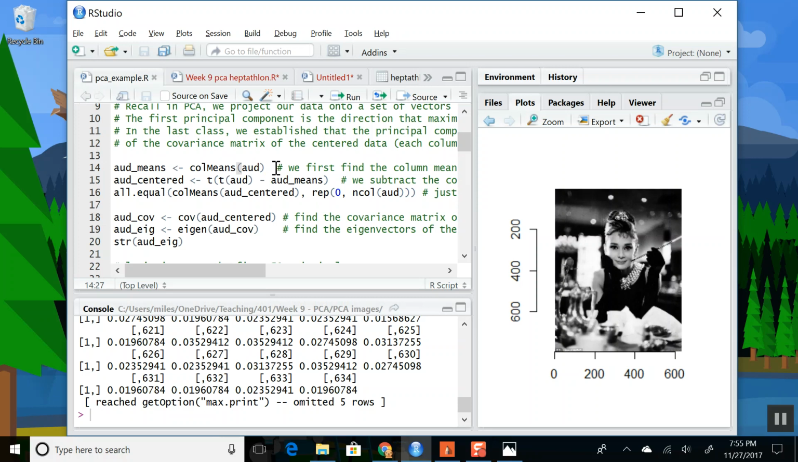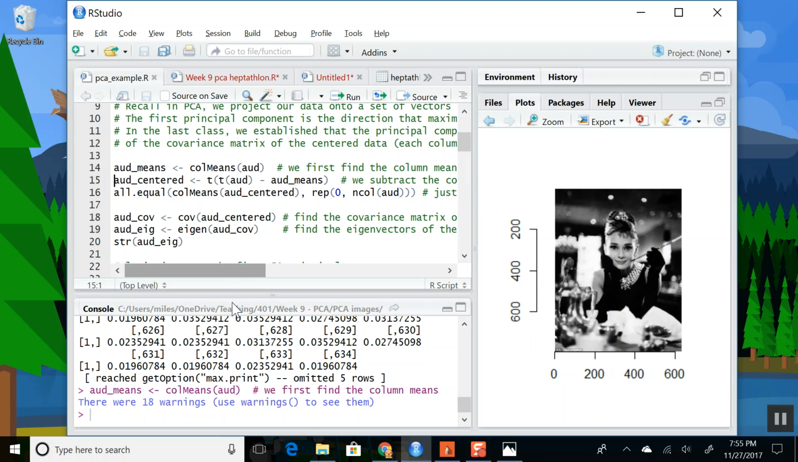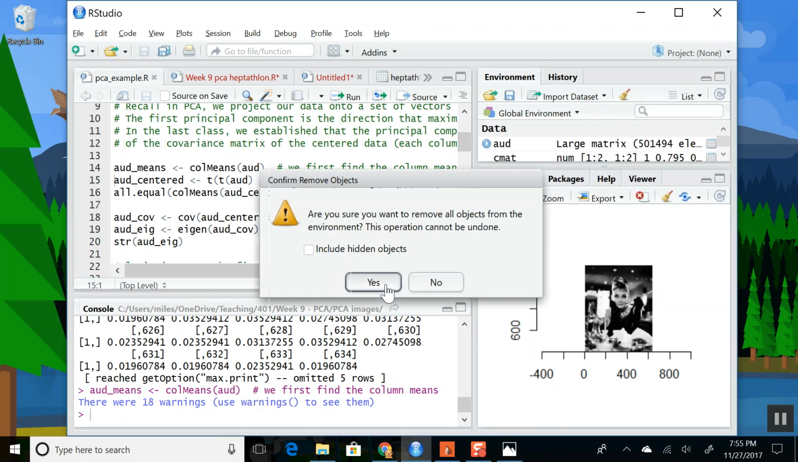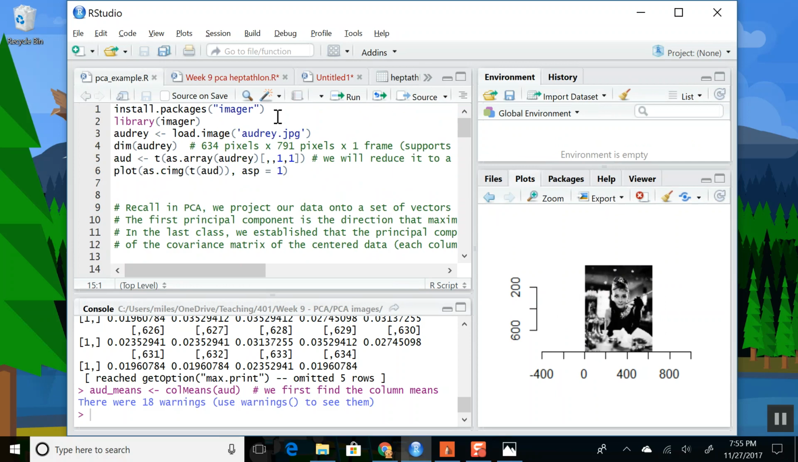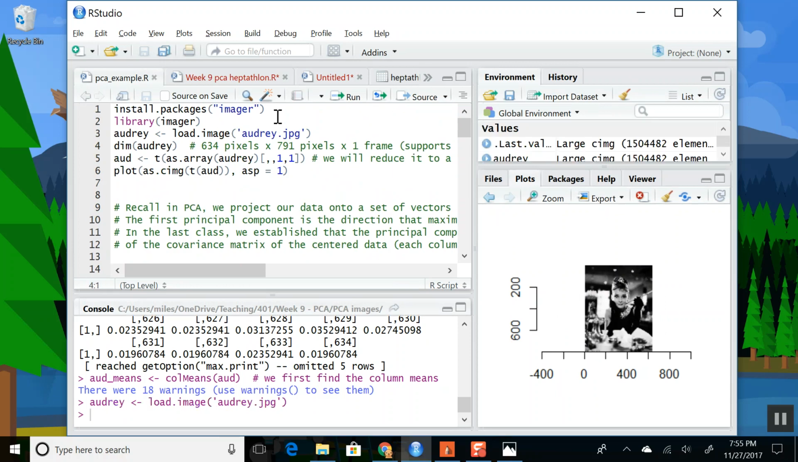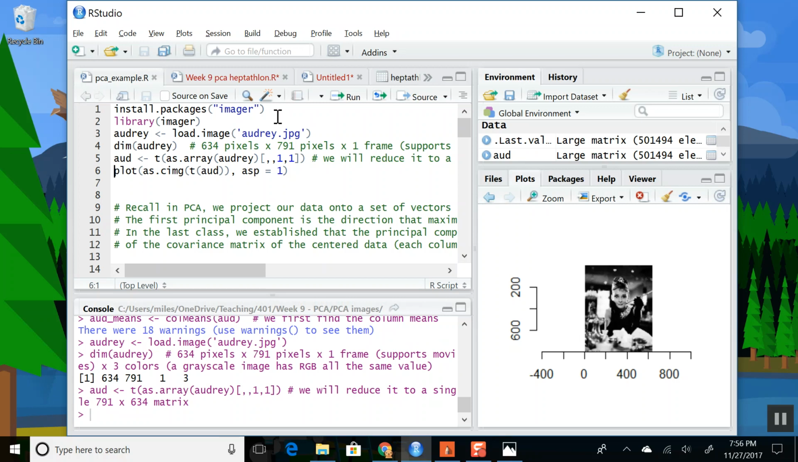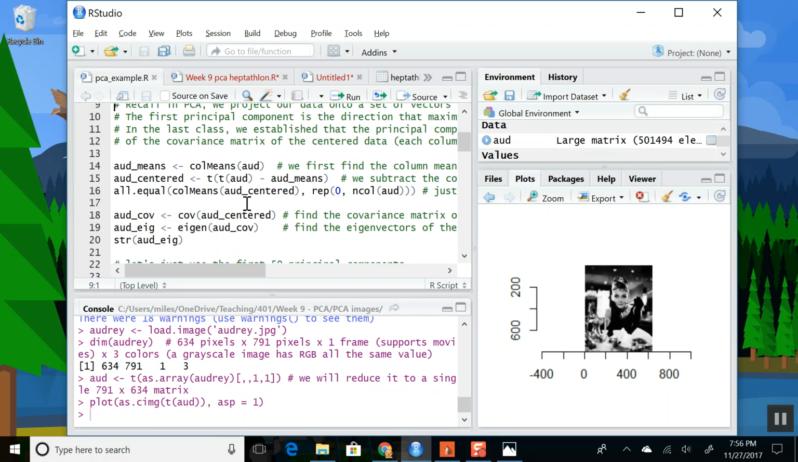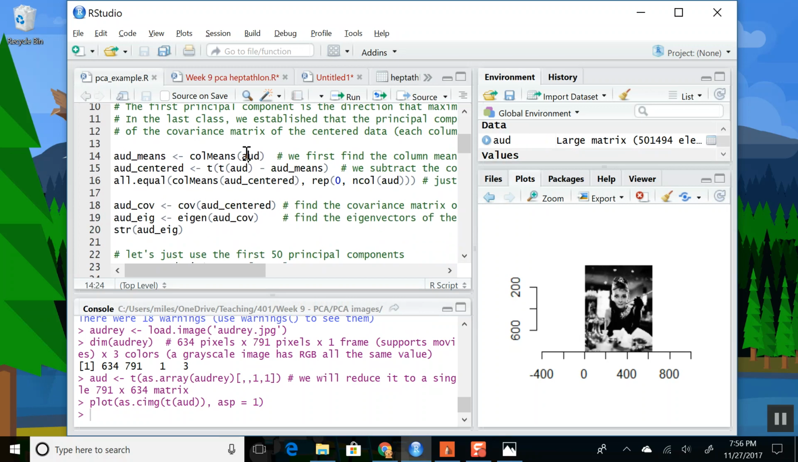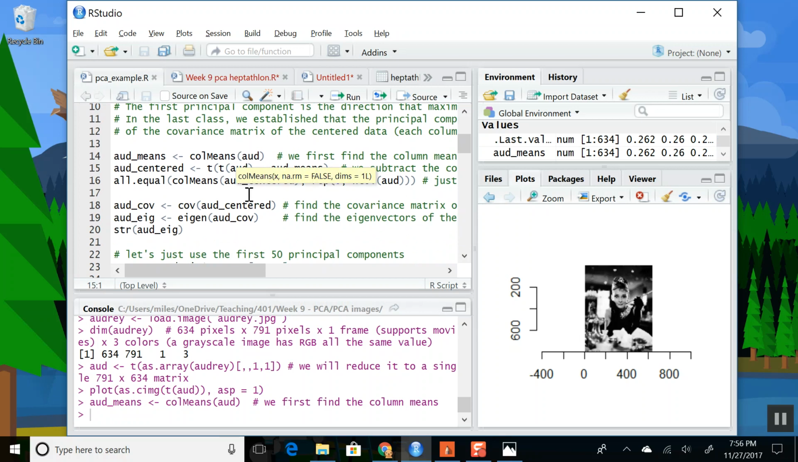To do that, first we have to find the column means, so I'm going to do column means of this image. Hang on, it says there's a bunch of warnings. Let me just clear out my space here. Okay, so that seems okay. All right, no warnings this time.